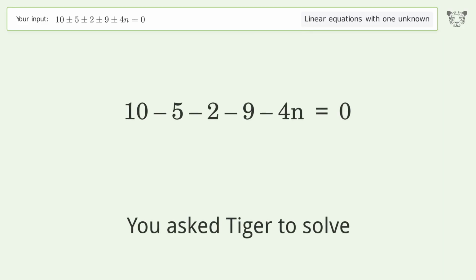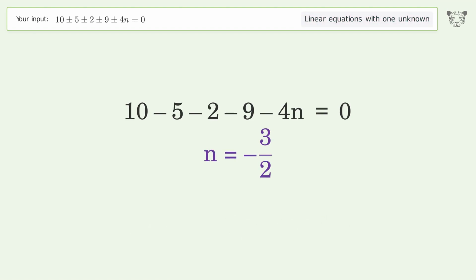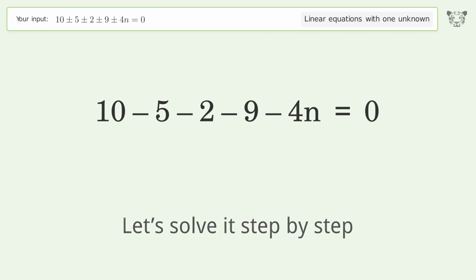You ask Tiger to solve. This deals with linear equations with one unknown. The final result is n equals -3/2. Let's solve it step by step.